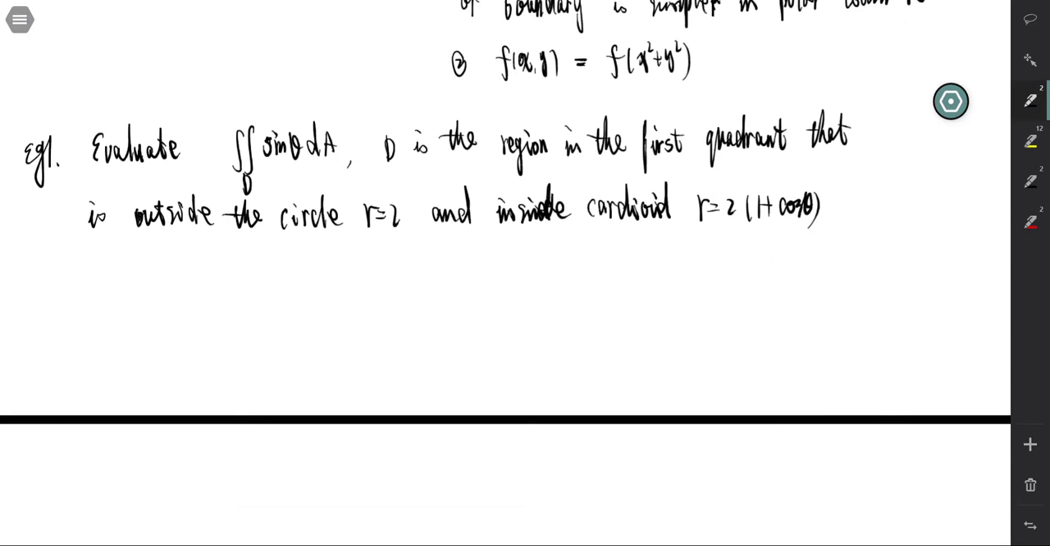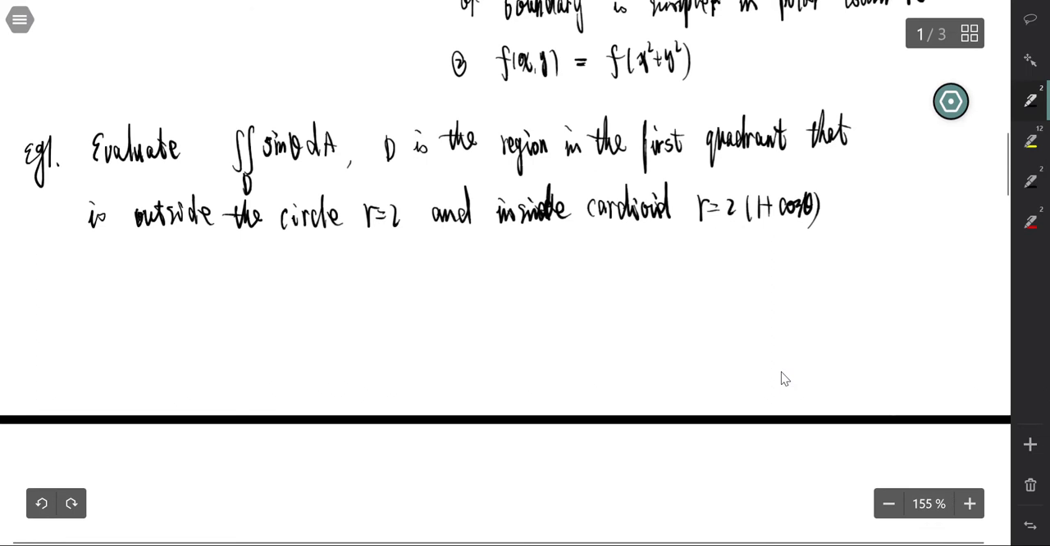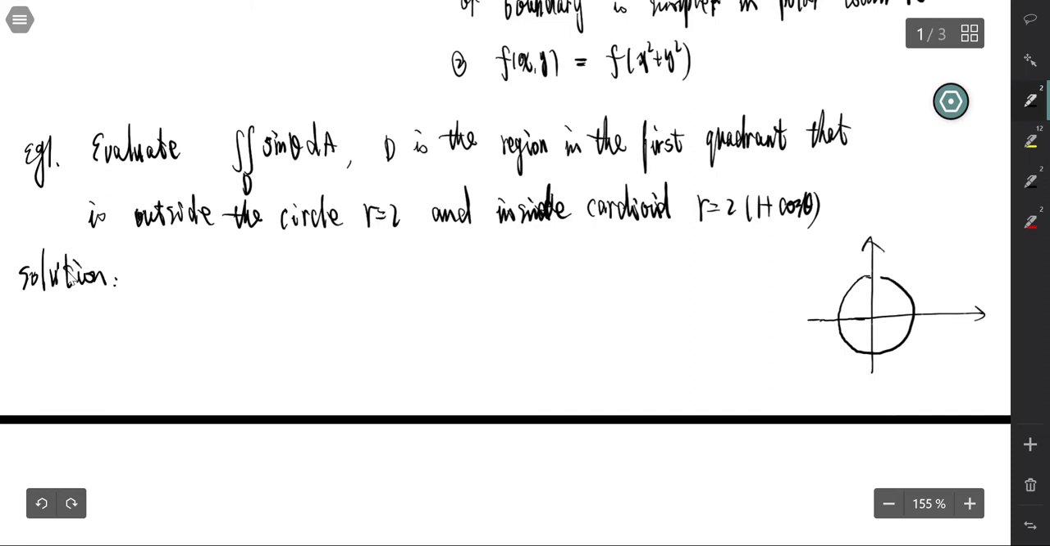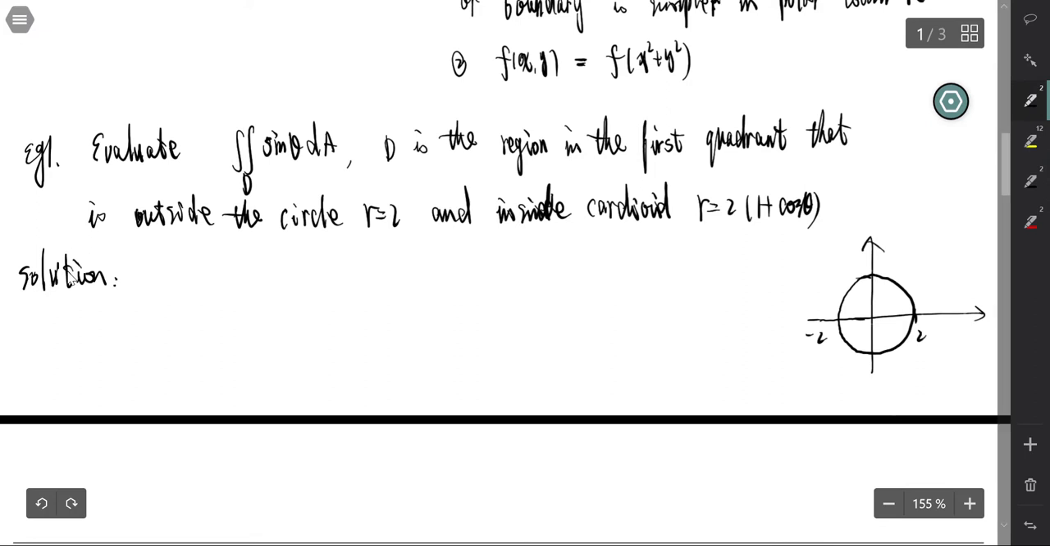For any double integral, we ask students to draw the graph of the region first. But for this example, we can write the upper limit and the lower limit directly. But of course, it's better to draw the region first. r equals 2 means the radius is 2. It's 2, negative 2. Outside the circle, and inside the cardioid, r equals 2 times 1 plus cosine theta.